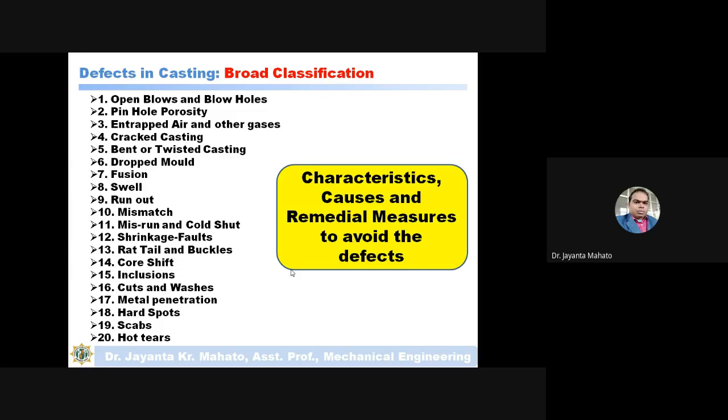So in the next class we will discuss. If you get some time, then just get a fresh idea about the casting defects. Okay, so it will be easy to understand for both of you. Okay, and it will be easier to understand.